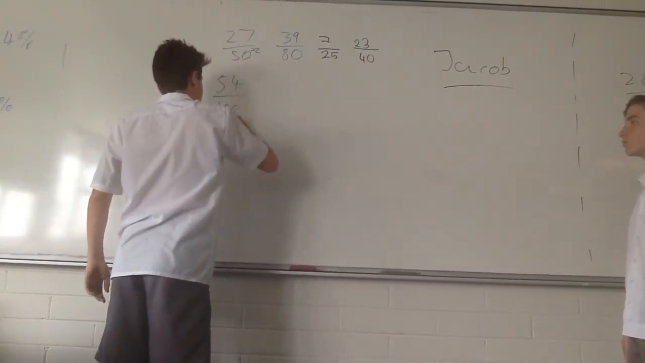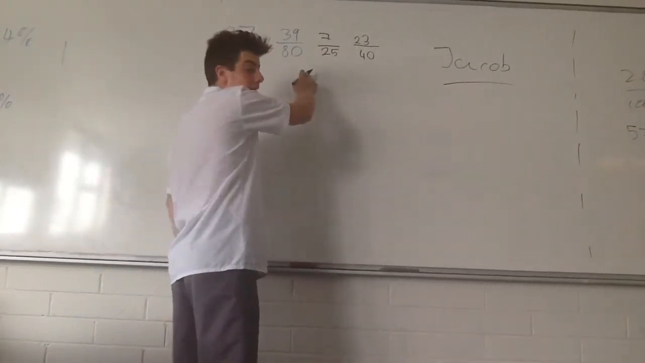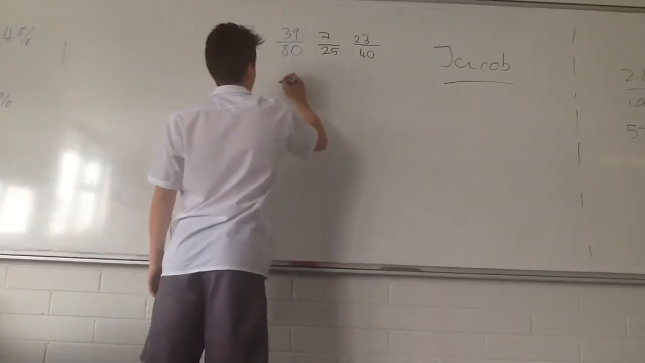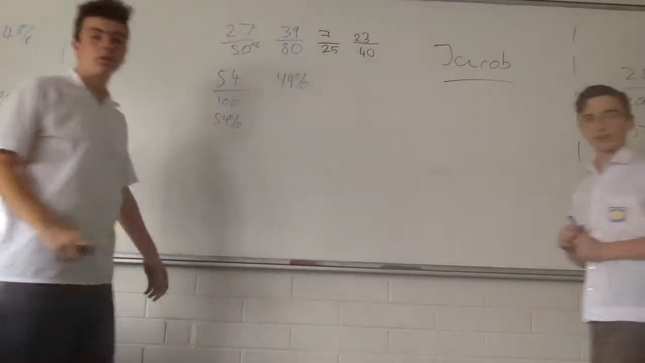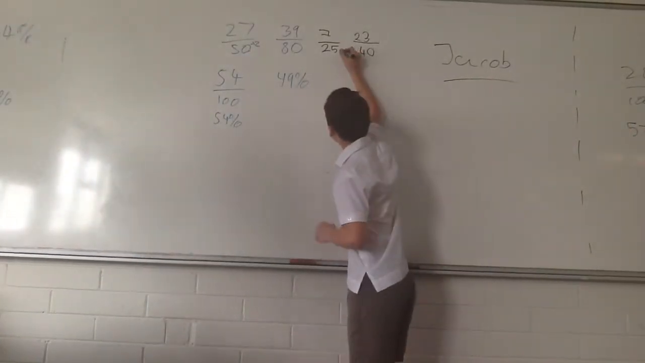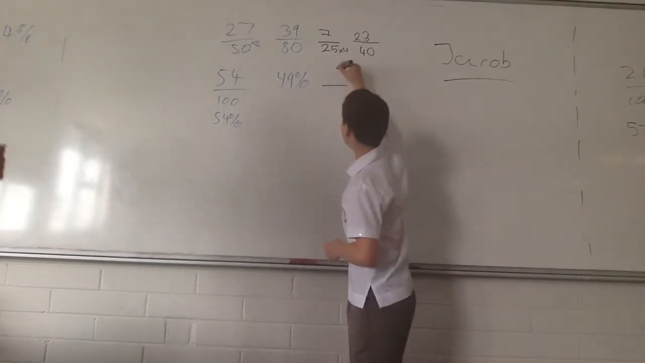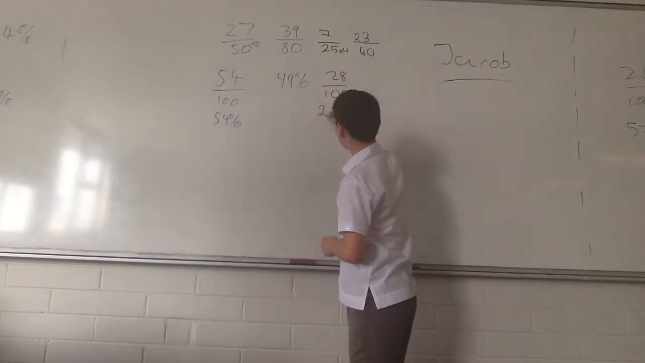which then equals 54%. With this next one, we have 39 over 80, and with this one, you just put it into a calculator and you work it out, and it should come out to about 49%. For this next one, it's out of 25, so we times that by 4 to get to 100. So that's 28 over 100. So that equals 28%.